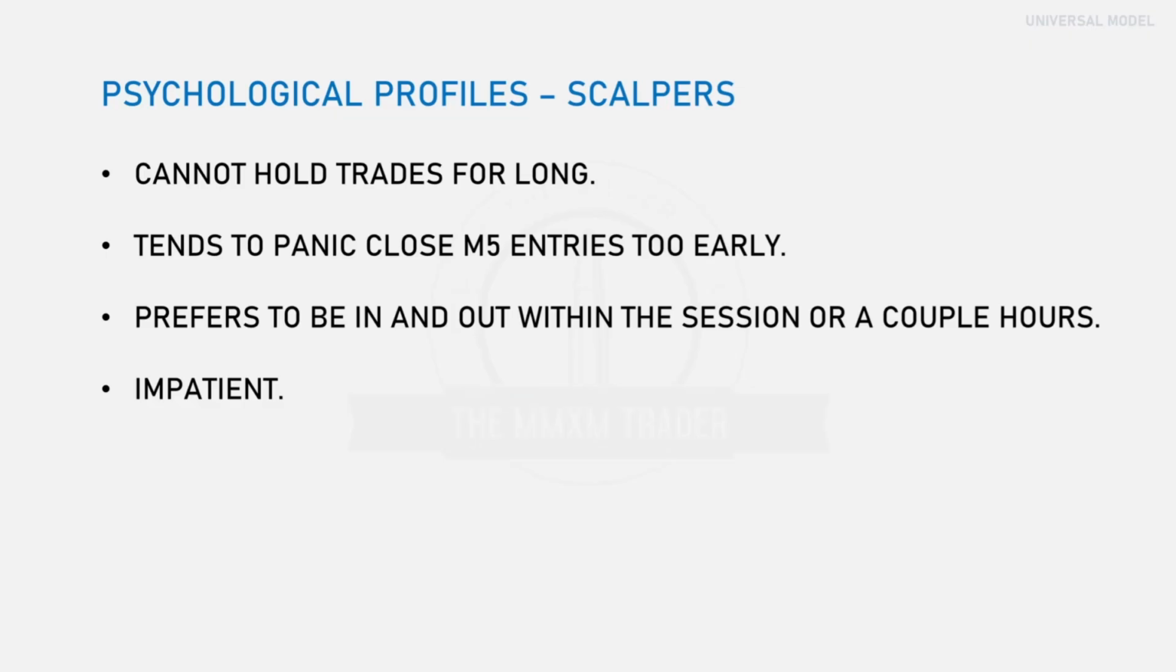Psychological profile for a scalper. We cannot hold trades for very long. We tend to panic and close 5-minute entries too early, right? Prefers to be in and out within the session or within a couple of hours and is impatient. And there's nothing wrong with having this psychological profile. It all depends on your personality. Me personally, I cannot hold trades for weeks or days, right? But I'm also not a scalper, so everybody has a different personality.